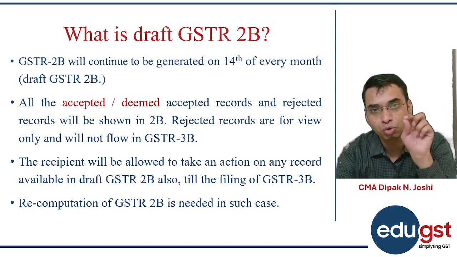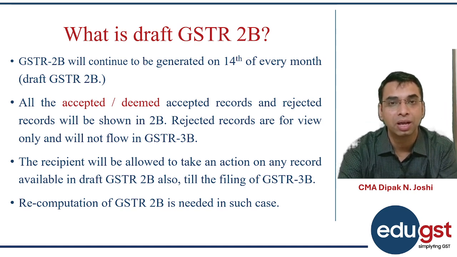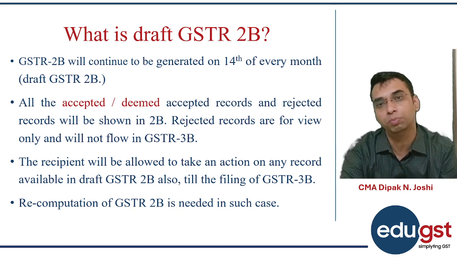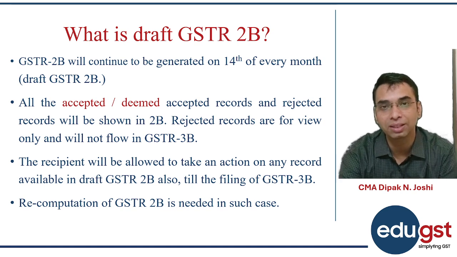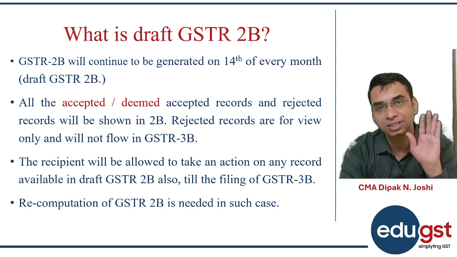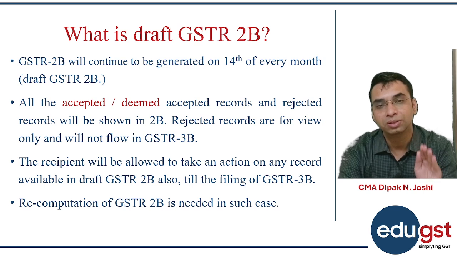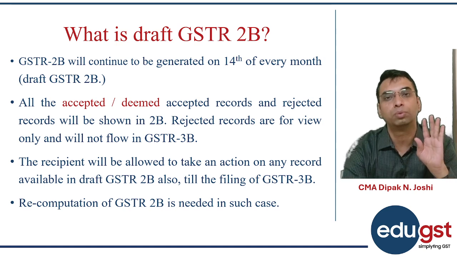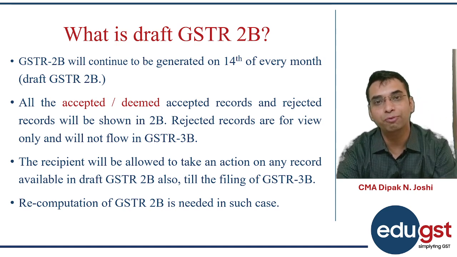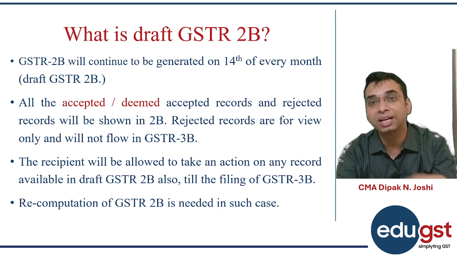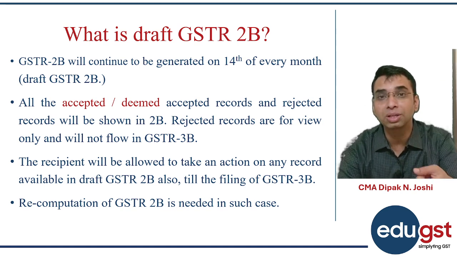The only thing you need to remember here is that after every action you take, you require to recompute the GSTR 2B. Because say on 14th, whenever the system generates the draft GSTR 2B, and if you have not taken any action, then the system will assume that all the invoices are accepted by you. So after 14th, if you reject any invoice, or keep any invoice pending for future action, in that case you require to recompute the GSTR 2B.